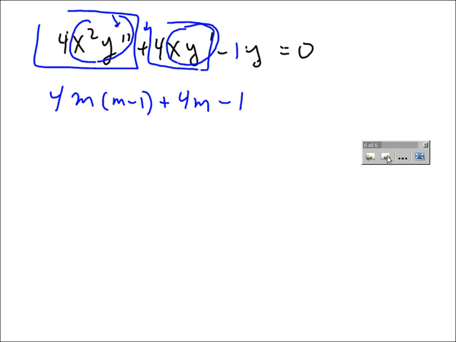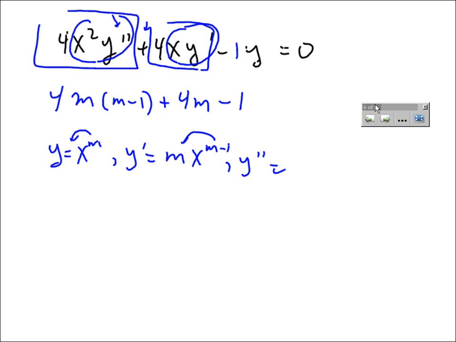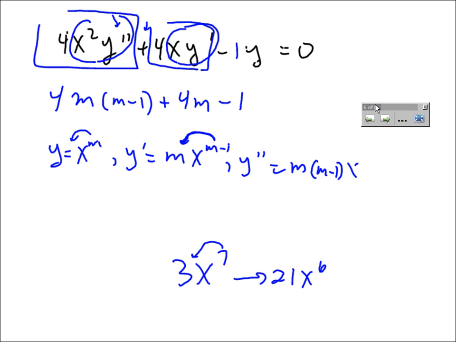Now, if you want to work this out, that's fine. If we say that y is x to the m, then y prime will have one number in front, just bring down the m. And y double prime, well, you bring that in front, the number in front stays. When you take the derivative of 3x to the 7, you multiply the 7 by the 3 and then make the power 1 less. Well, that's all I'm doing. I'm multiplying the m with the m minus 1, and then you get a power 1 less, m minus 2.